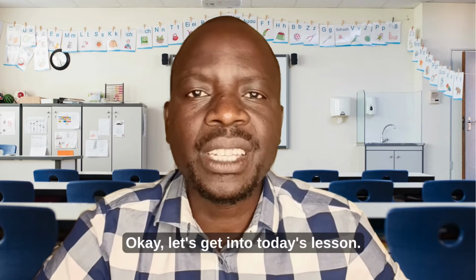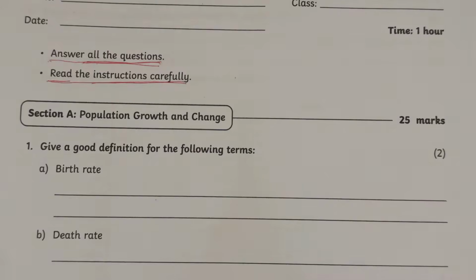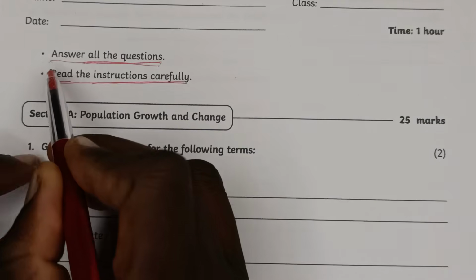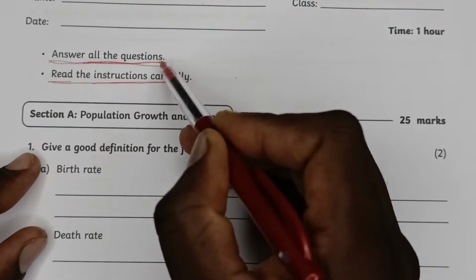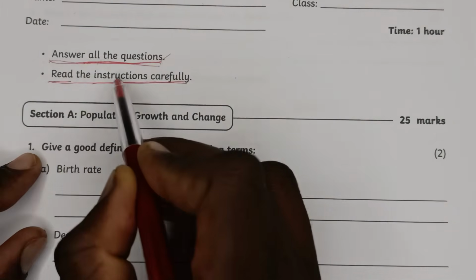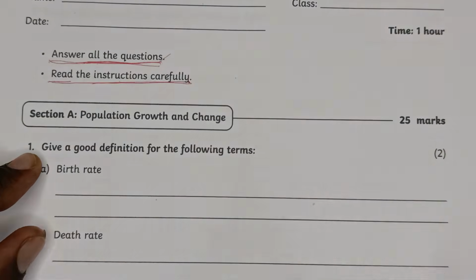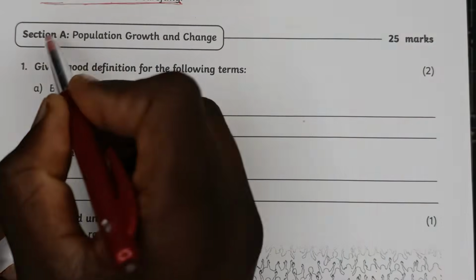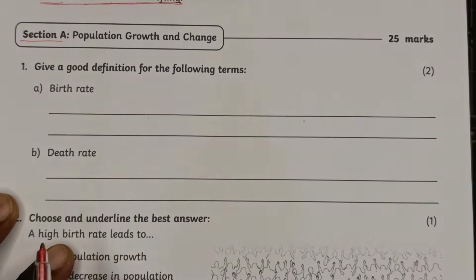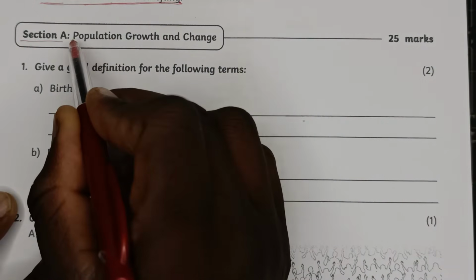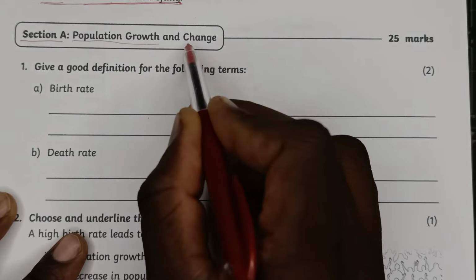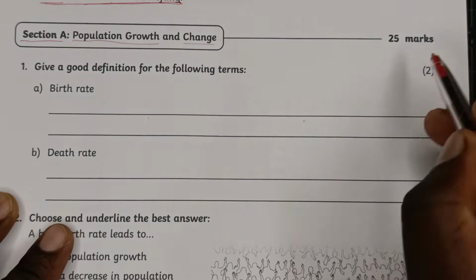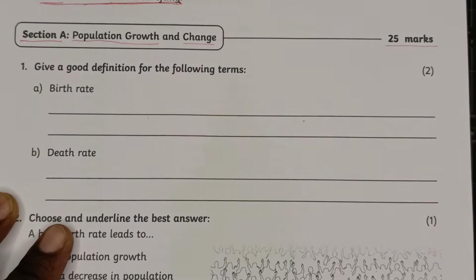Okay, let's get into today's lesson. Let's quickly go through the instructions. Answer all the questions. Read the instructions carefully. So straight away we go to section A. Section A, we will be dealing with population growth and change, for 25 marks.